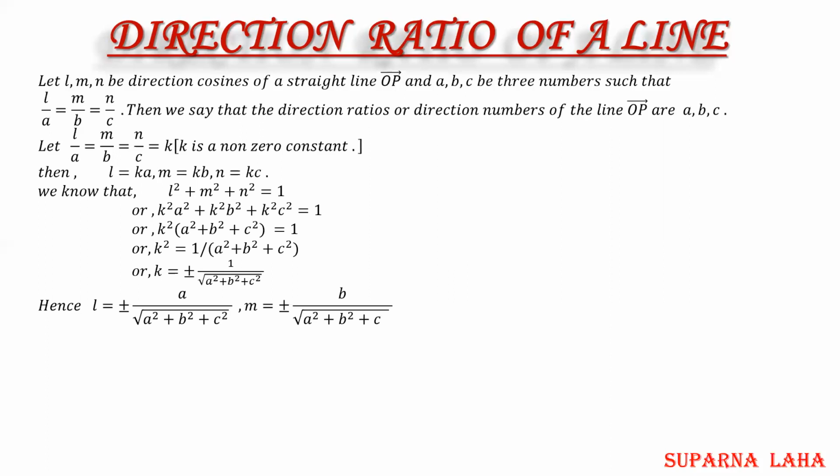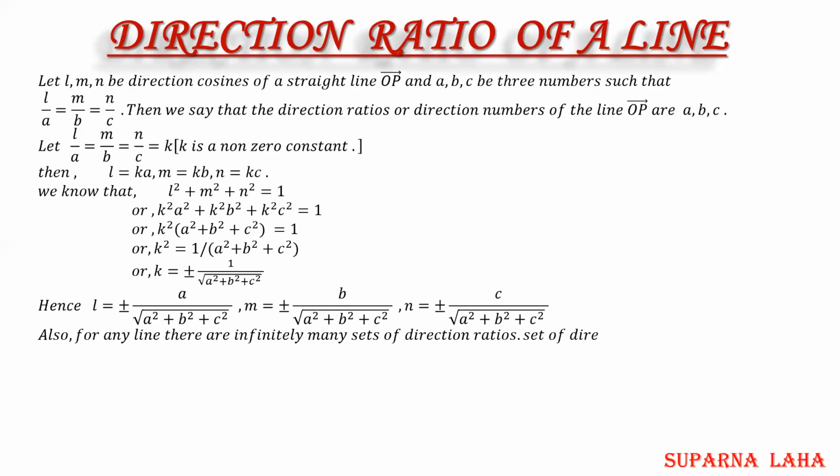So if the direction cosines are l, m, n, and the direction ratios are a, b, c of the line OP, then l is plus minus a by root over a square plus b square plus c square. m is plus minus b by root over a square plus b square plus c square. And n is plus minus c by root over a square plus b square plus c square. Okay. So these are the relations between the direction cosines and the direction ratio or direction number.